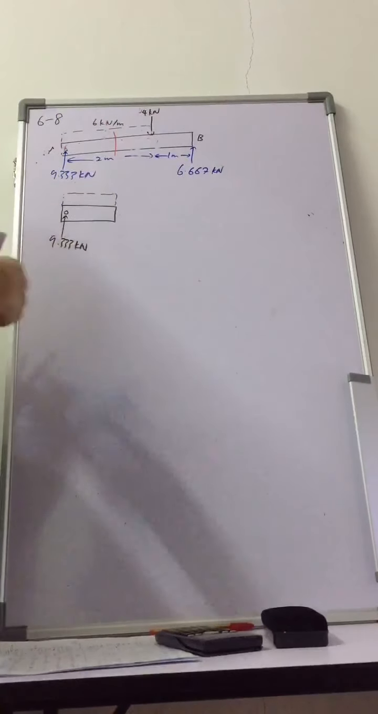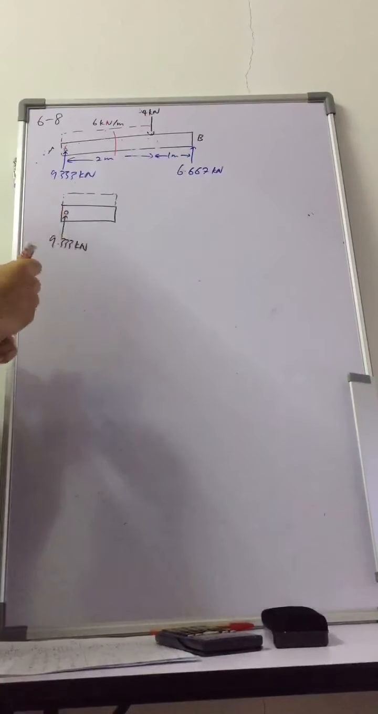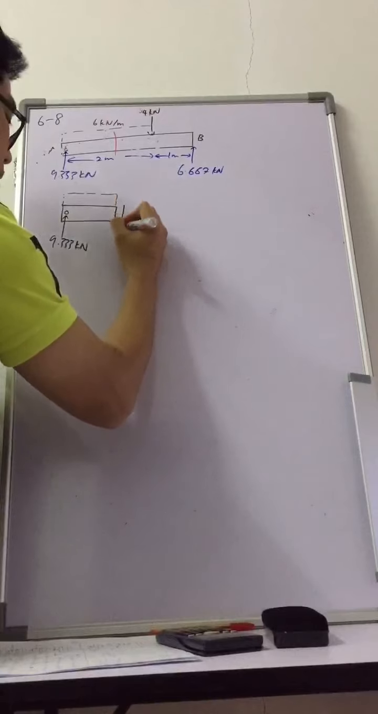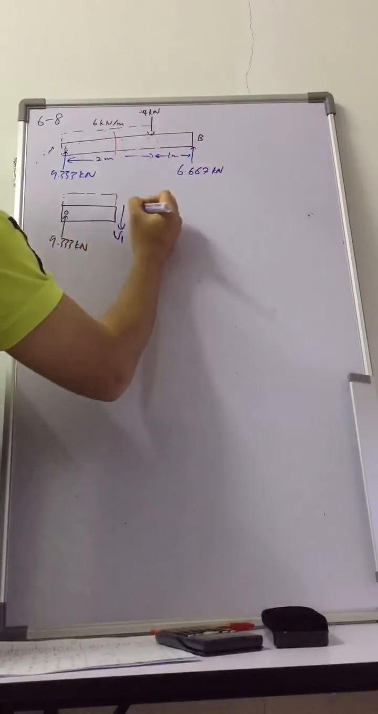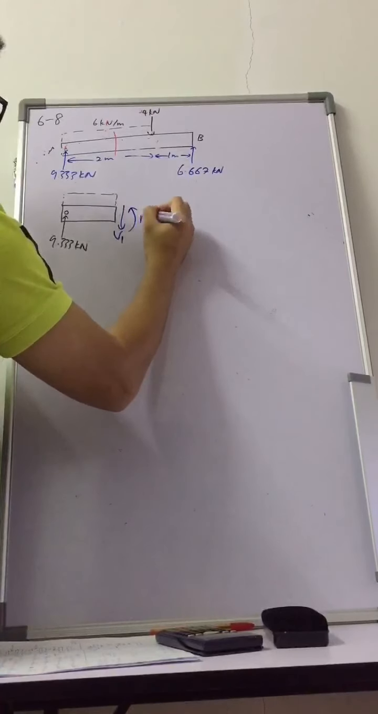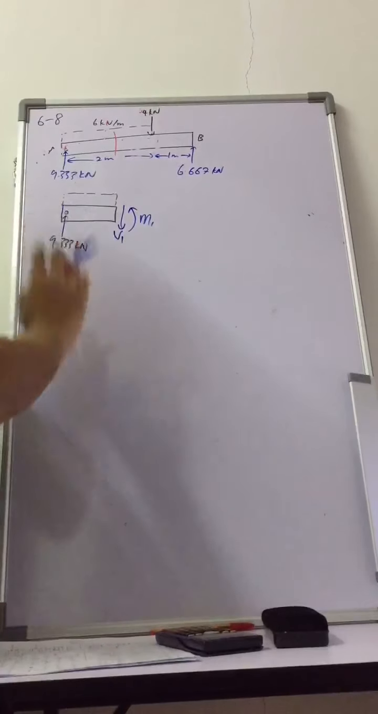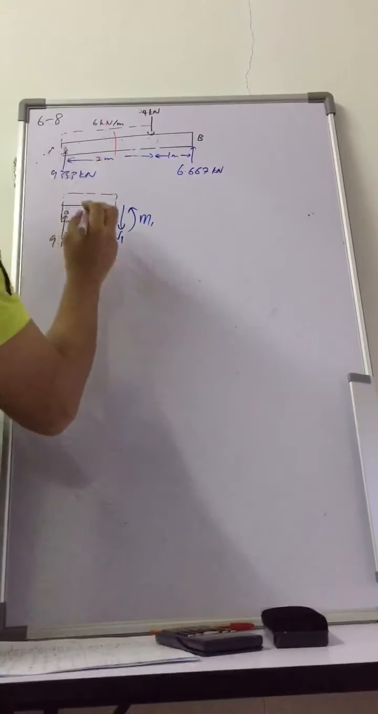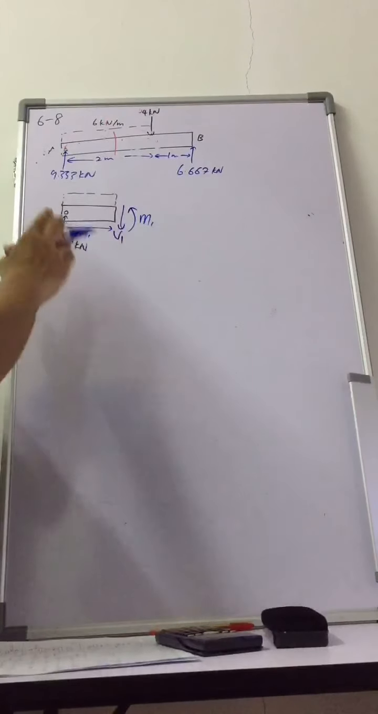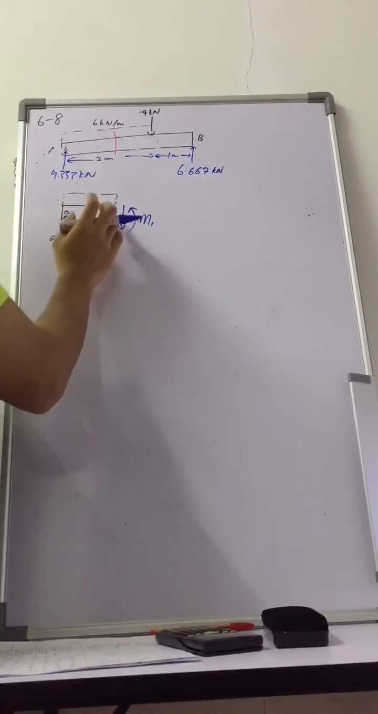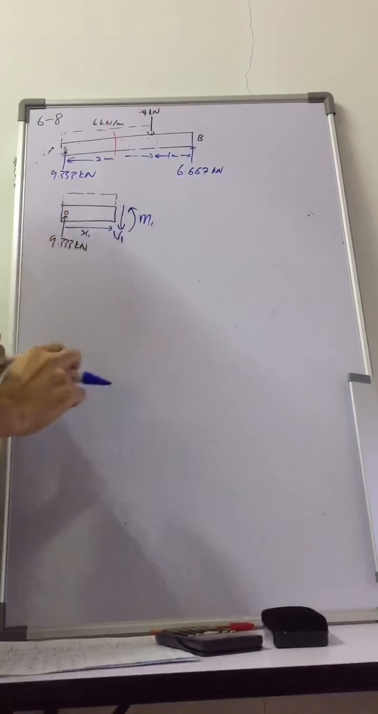And then what do we have at the section? At the section we have this internal shear V. Let's name it V1 because we're going to have another cut. And then this M1. Why the direction is like this? I've told about that in the previous example, so go check on that. And then this is the distance from A, from the end to the section, X1. Now we keep all these subscripts as 1.